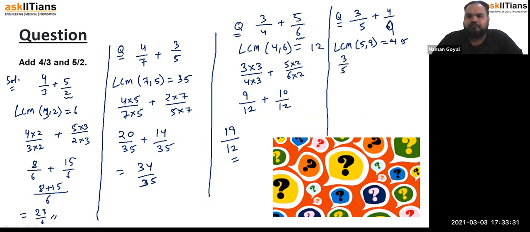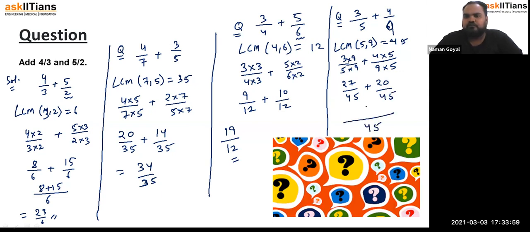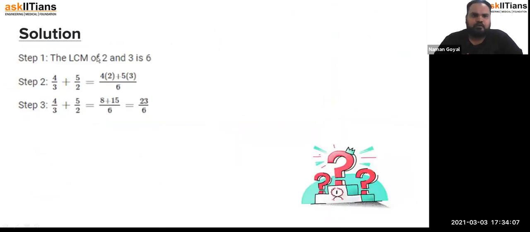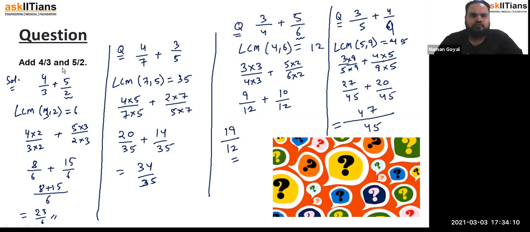Okay, so to make this 45, we have to multiply by 9, right? So it becomes 3 by 5 multiplied by 9, plus 4 by 9 multiplied by 5. So 9 threes are 27 upon 45 plus 20 upon 45, right? So how much will you get? 47 upon 45 is the answer. Got it? Okay. Now, see, for this question, how much?